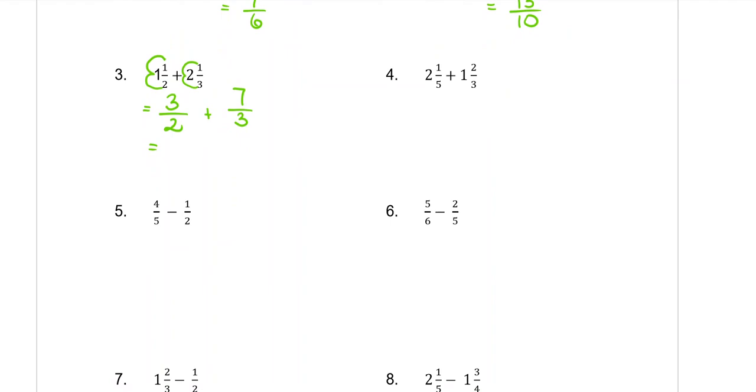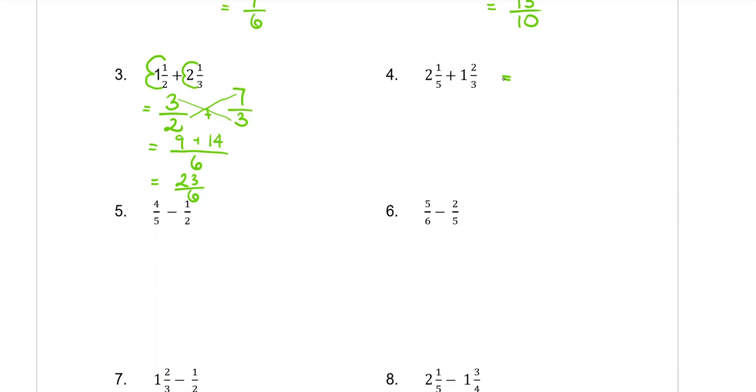Now, I want to make my denominators the same. 2 times 3 is 6. So then I times diagonally. 3 times 3 is 9, plus 7 times 2 is 14. And one more little equal sign, because here's my 1, 2, 3 equal signs all underneath each other. 9 plus 14 is 23 over 6. 3 lines. Let's do it again. Question 4. I'm going to do my equal sign over to the right. It will give me a bit more room.